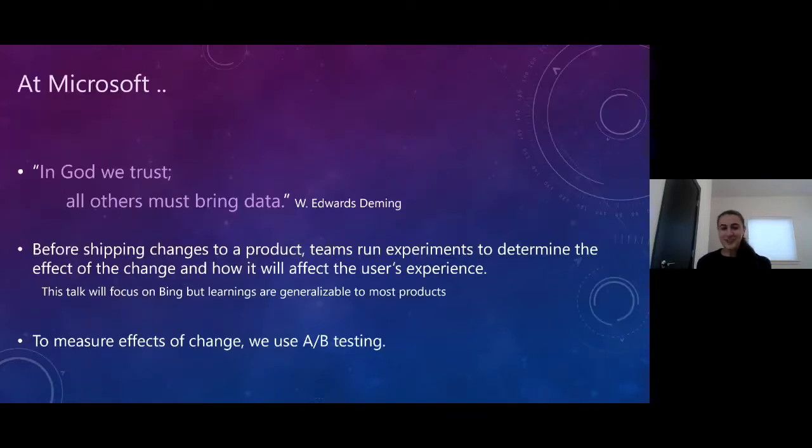So at Microsoft, in God we trust, but all others must bring data, as Edwards Deming said it. Before shipping any change to the product, teams run experiments to determine the effect of the change and how it will affect the user experience. We believe that understanding the effect of the change before shipping it is very important, both to capture any unintended consequences and to quantify the improvement we're making to the product. And to measure all of these effects of change, we use A/B testing.